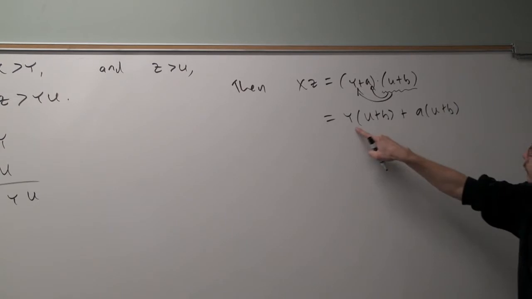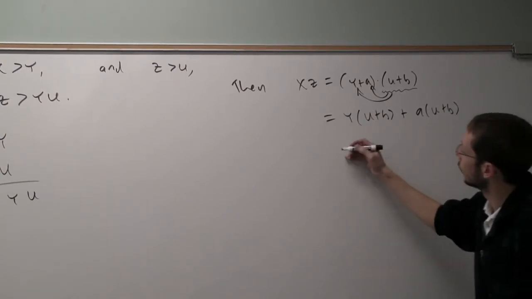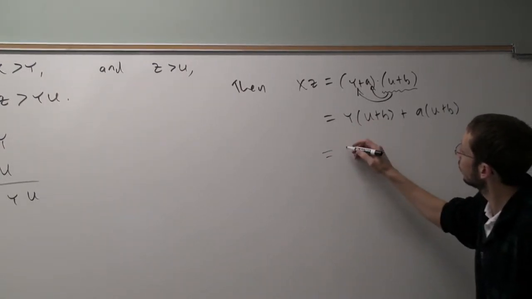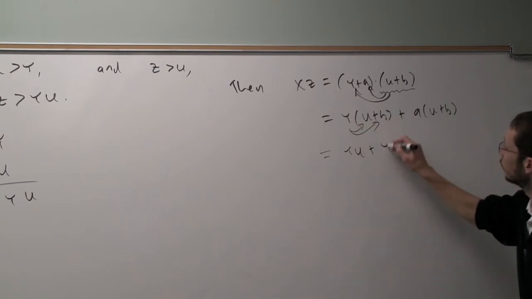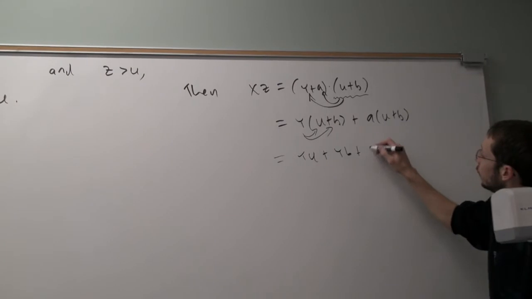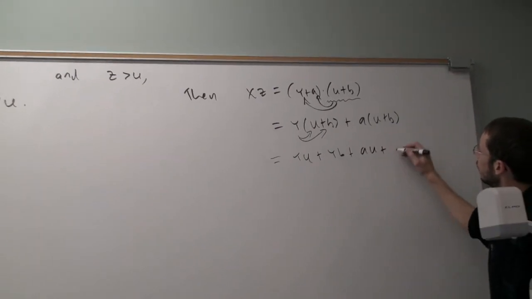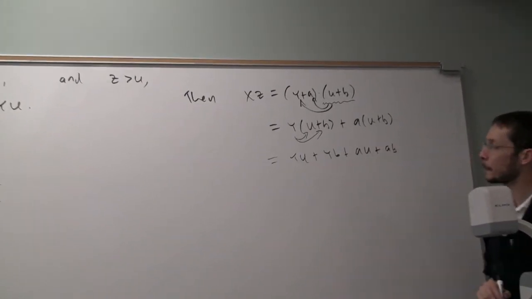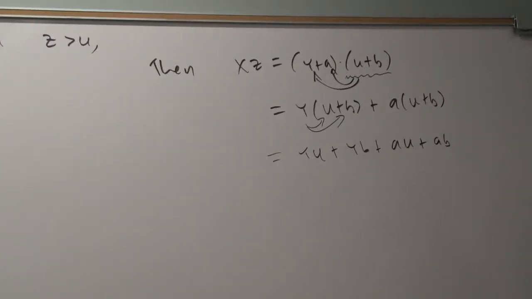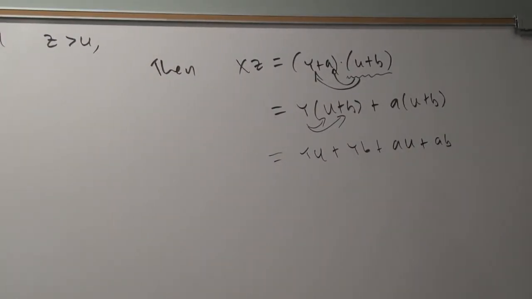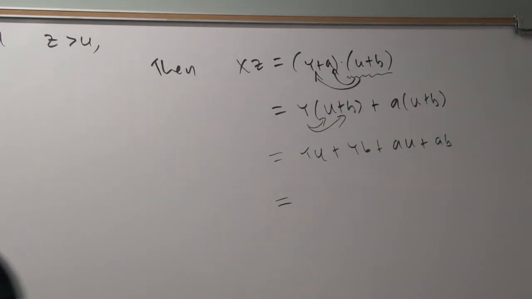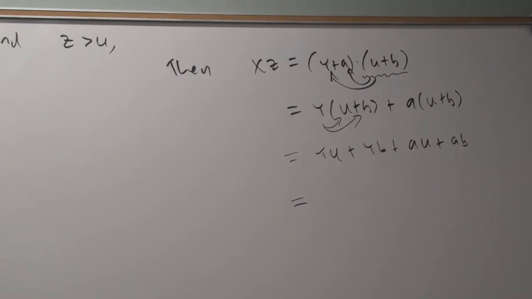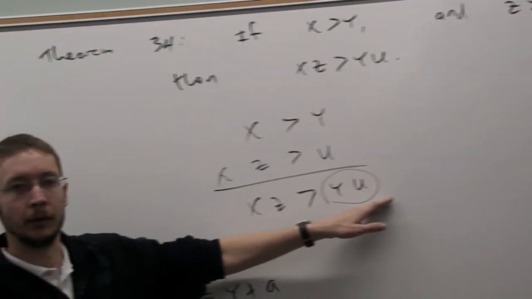And then we've got another set of parentheses here. We'll distribute through those. So y times u, y times b, a times u, a times b. And this is the thing that we wanted to somehow generate. That y times u term.